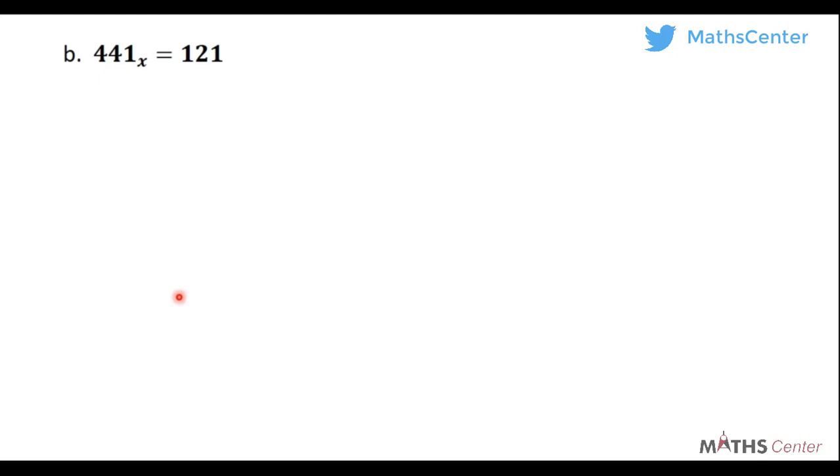441 base x is equal to 121. Now remember, 121 is already in base 10. So what you have to do is now convert 441 base x to base 10. Once again, nothing changes. It's the same principles that we use.